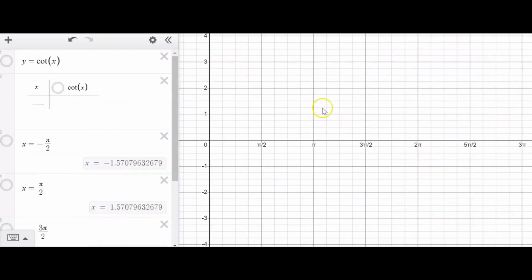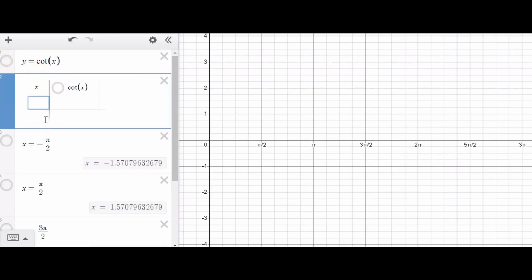Okay, now we're going to do the graph of cotangent of x. Now, cotangent we can do between 0 and 2 pi. We don't have to start at negative pi over 2. All right, so for cotangent, here we got our table. We've got our graph ready to go, but we haven't clicked on it. We don't want to see what it looks like yet. Let's go ahead and start at 0.